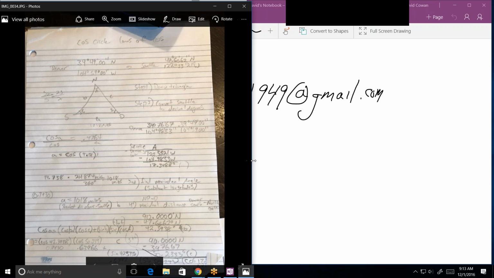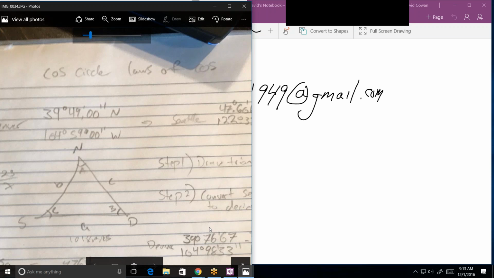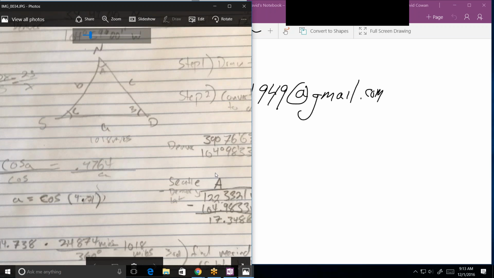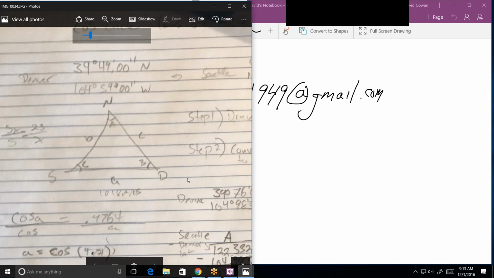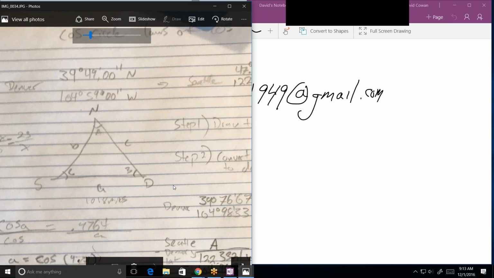No problem. I think I can probably zoom in a little bit and make out everything. So for step one, we started by drawing the triangle and putting each point into place. The three outer points stand for N, North Pole, D for Denver, and S for Seattle. Okay. So we're using the law of cosines. The numbers that we get from, let's see.